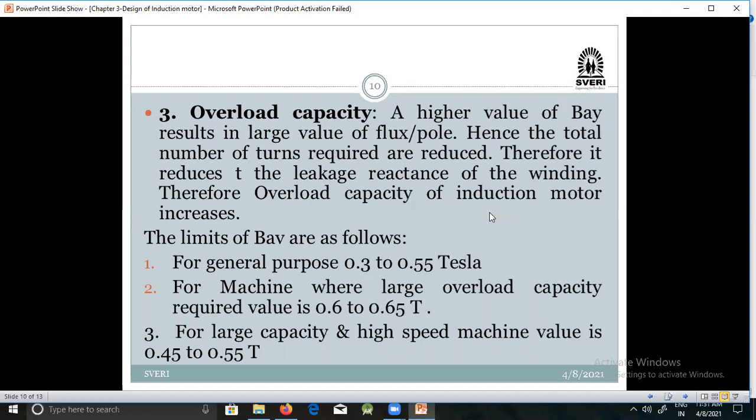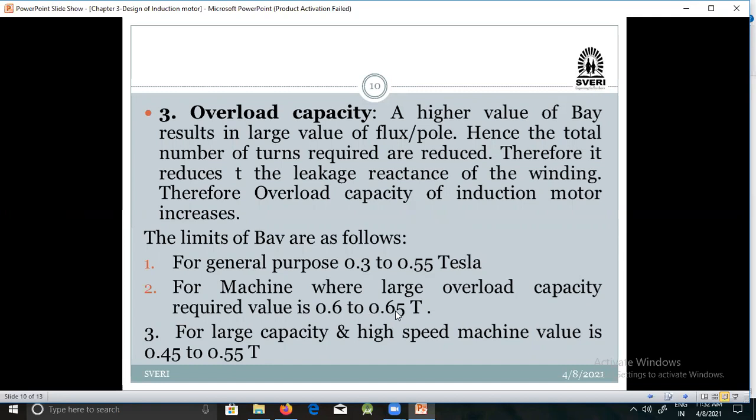So if I have to reduce the overload capacity of that machine, what I have to do is choose a small value of the flux density. Okay, and for a general purpose machine, its value ranges from 0.3 to 0.55 Tesla. If due to some reason the machine is continuously working with overload capacity, we have to choose its value as 0.6 to 0.65 Tesla. And if the machine is of very high capacity and a high speed rotating machine, its value we have to choose from 0.45 to 0.55 Tesla. Okay, these 3 points are very important in the examination.